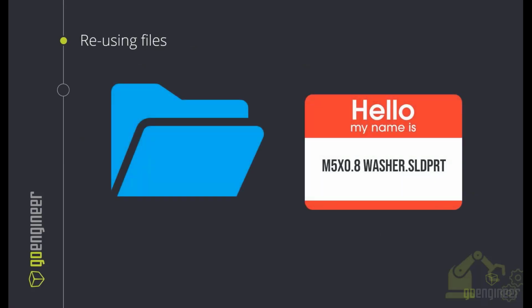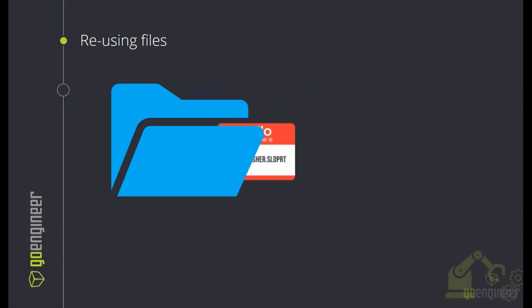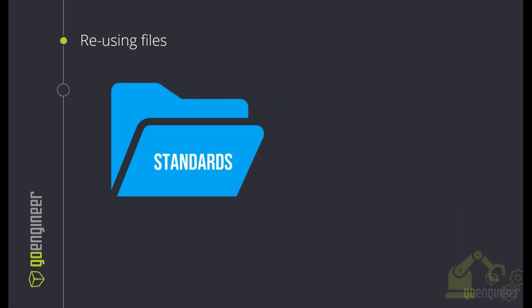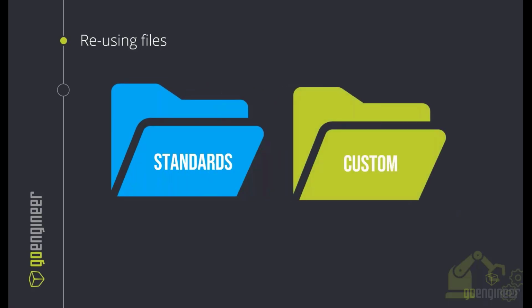So when reusing files, there are 2 cases that we need to stand by. First, we need to make sure that the folder location is the same every time and that the name is the same every time. So the file name of this washer lives in this folder. We can call this the standards folder. We also might have a separate custom folder where we store everything else.